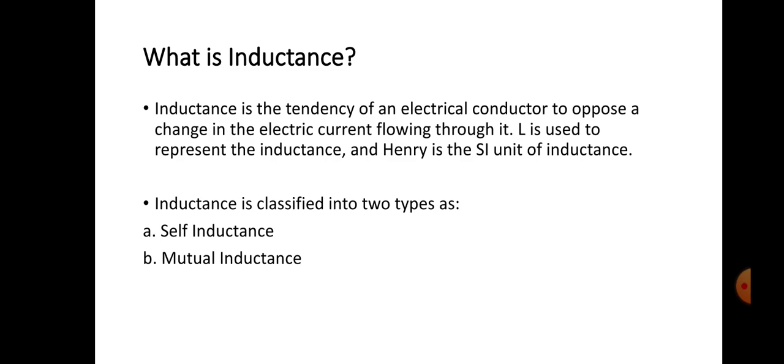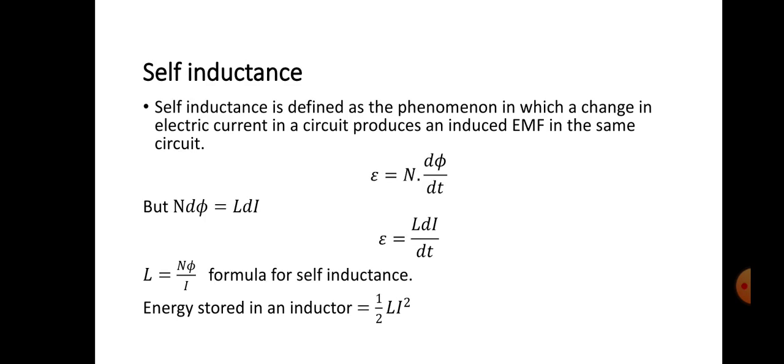Now remember that the tendency to oppose current flowing in the conductor is what we call resistance. But inductance here is the opposition to the change in current. Now inductance is classified as two types. We have self-inductance and we have mutual inductance. So let's quickly see them.